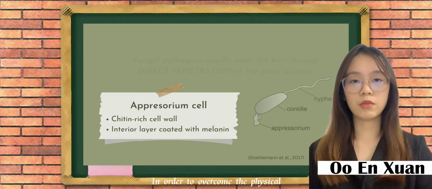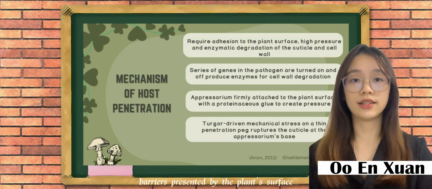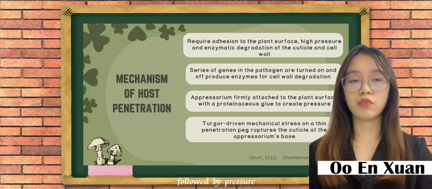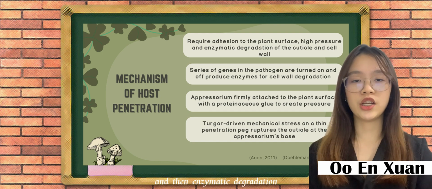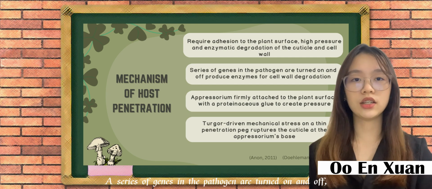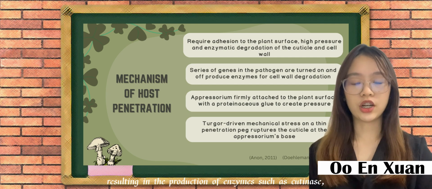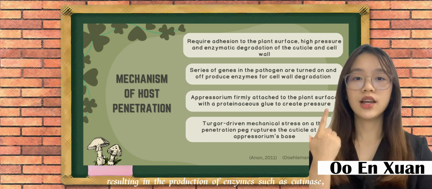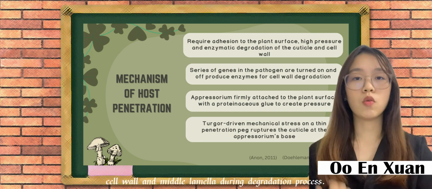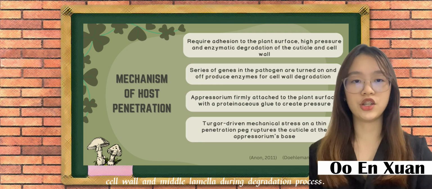In order to overcome the physical barriers presented by the cell surface, adhesion to the plant surface is required, followed by pressure and then enzymatic degradation of the cuticle and cell wall. A series of genes in the pathogen are turned on and off, resulting in the production of enzymes such as cutinase, cellulase, pectinase, and protease, which attack the cuticle, cell wall, and middle lamella during the degradation process.